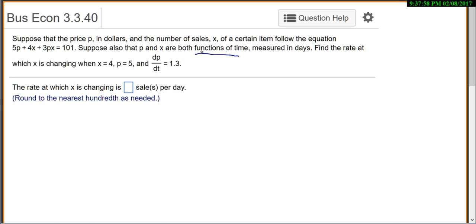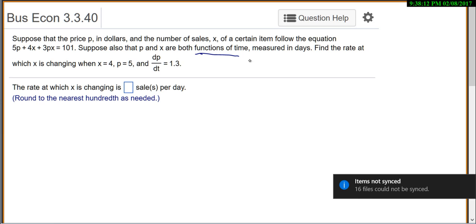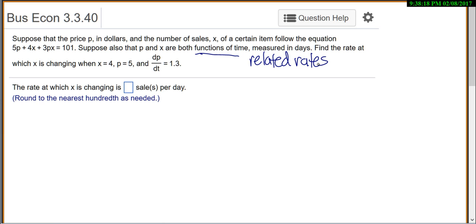Now, functions of time, that's telling you that P and X are both related to time, which makes sense, like price and number of sales would be related to time. But you notice that there's no T variable in our equation. That right away keys me into the fact that this is going to be a related rates problem. They're both related to this third variable that we're not actually seeing.